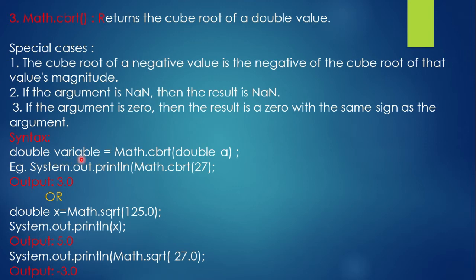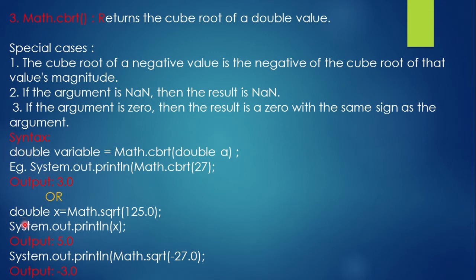Double variable, meaning what is the return type of this math.cbrt? Double. Then variable is equal to math.cbrt(double value). See, look at the example. This is direct: System.out.println(math.cbrt(27)). What is the cube root of 27? We all know the cube root of 27 is 3. But our answer will be 3.0. You know why? Because the return type is double.